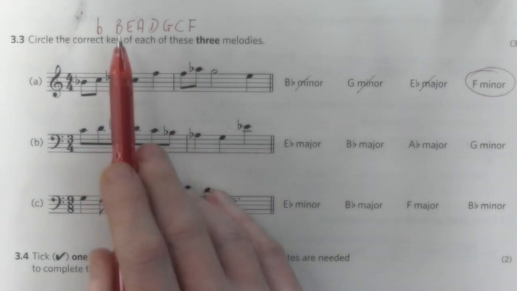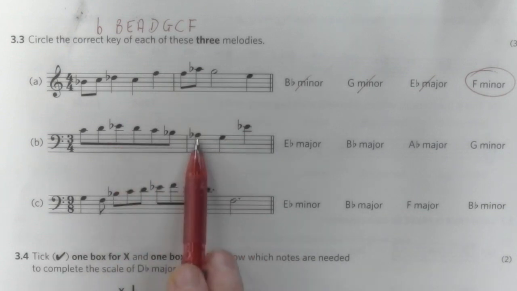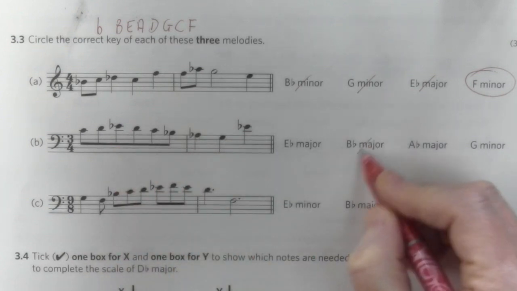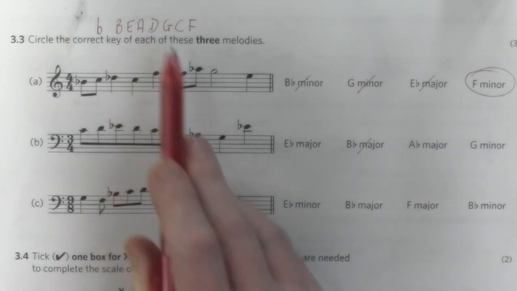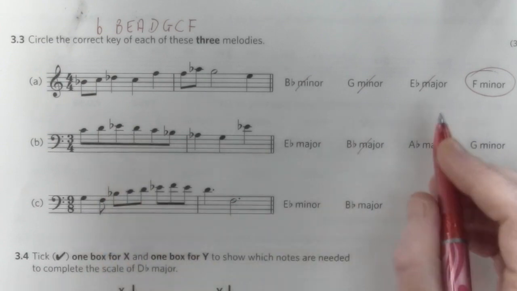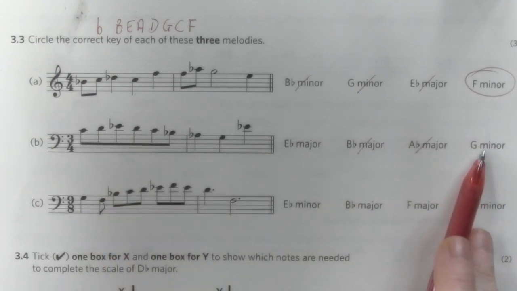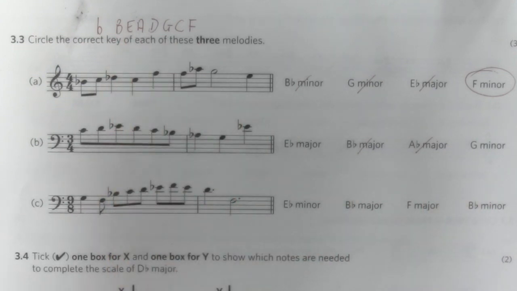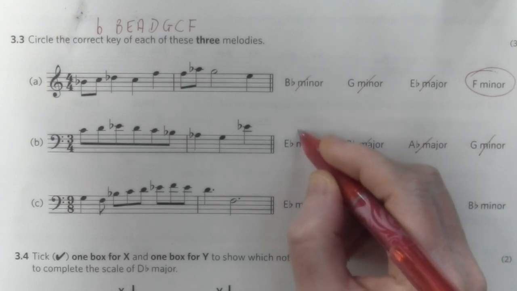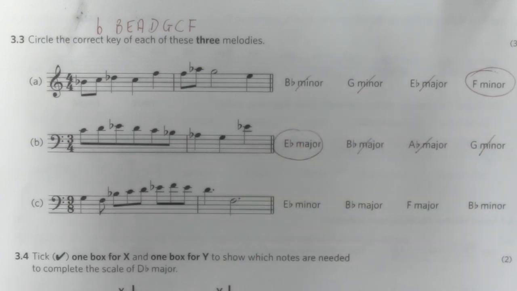B flat major has only 2 flats, so we couldn't have A flat. A flat major has 4 flats. Okay, A flat plus 1, 4 flats. So D should have been flat here, so no. G minor has 2 flats. It's the relative minor of B flat, 3 semitones above, and B flat has only 2 flats, plus F sharp, okay? That is not here either. So our answer is E flat major.